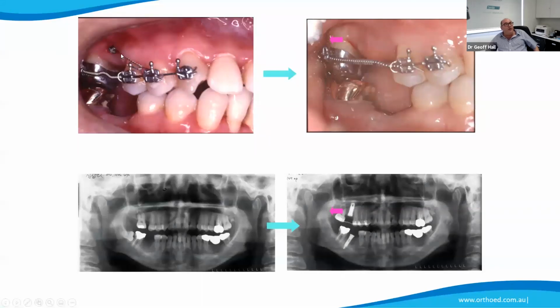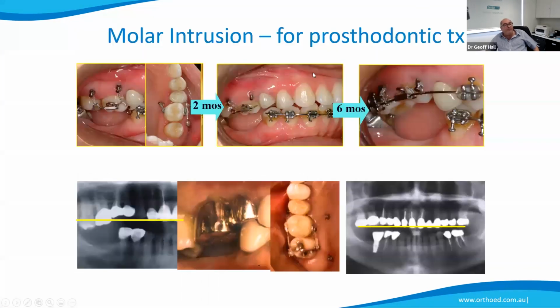So we can use what we call indirect anchorage, because when you've got a coil spring in here, there's a reciprocal side effect to move these anterior teeth forwards. And if we don't want that to happen, we can use a micro implant to hold that. And this is where it can become very useful. So it will hold that.